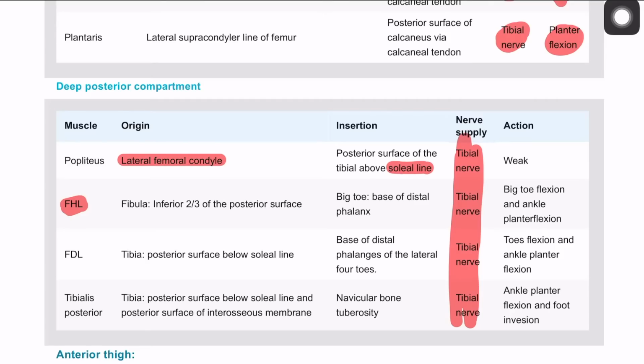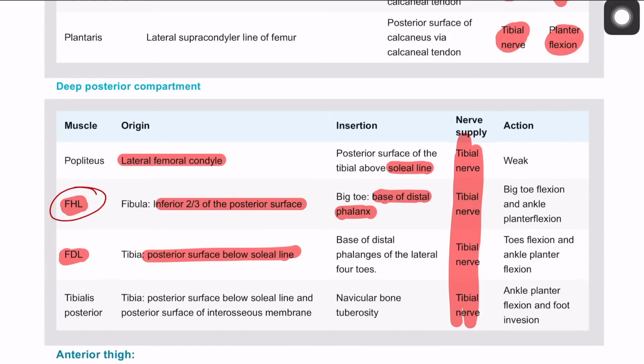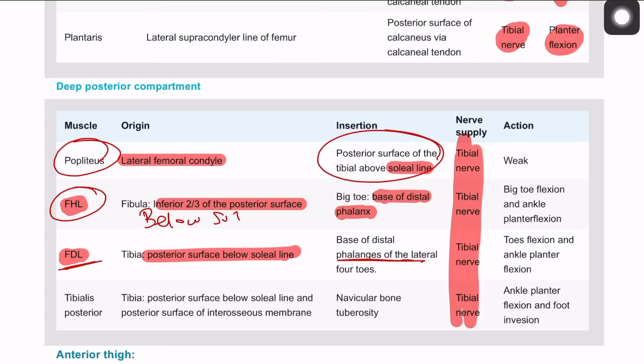For the flexor hallucis longus, it comes from the inferior two thirds of the posterior surface of the fibula and goes to the base of the distal phalanx, and obviously causes toe flexion and ankle plantar flexion. Flexor digitorum longus comes again from the posterior surface below the soleal line. You can call the flexor hallucis longus below the soleal line as well, but above the soleal line is the popliteus. Flexor digitorum longus inserts into the phalanges of the lateral four toes, and they cause toe flexion and so on.